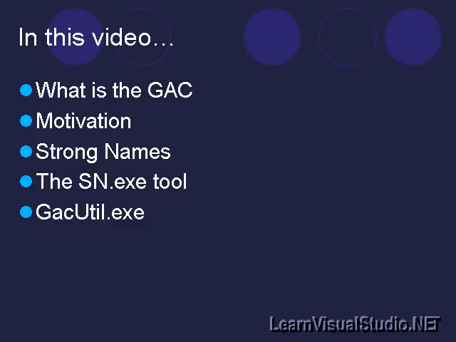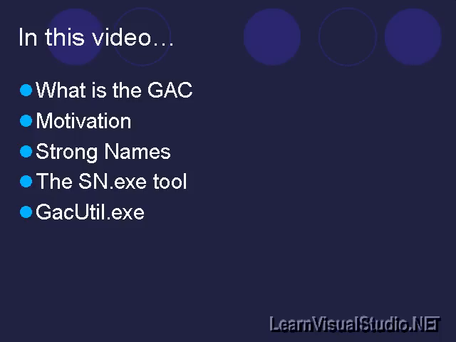In this video, I'll show you how to install assemblies to the global assembly cache. But before I do that, I pretty much need to set up the motivation for using the global assembly cache because, after all, wasn't one of the promises of .NET that we would no longer have to register components and mess with all the stuff that basically resulted in DLL hell?